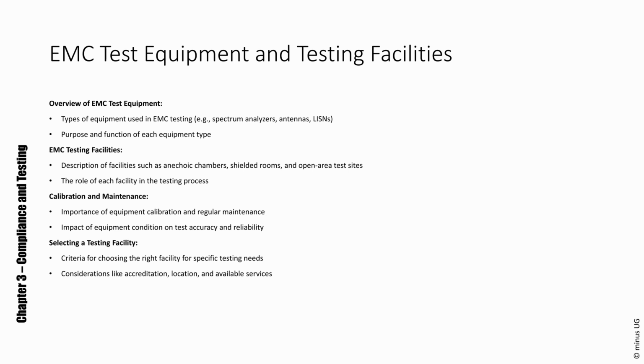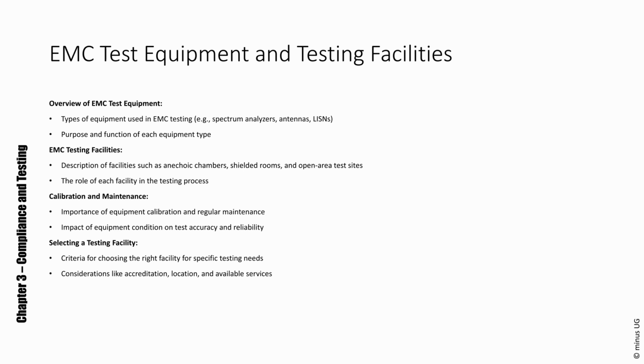EMC testing involves a variety of specialized equipment, each serving a specific purpose. Spectrum analyzers. These are used to measure the frequency and amplitude of a device's electromagnetic emissions, crucial for both radiated and conducted emissions testing. Antennas.